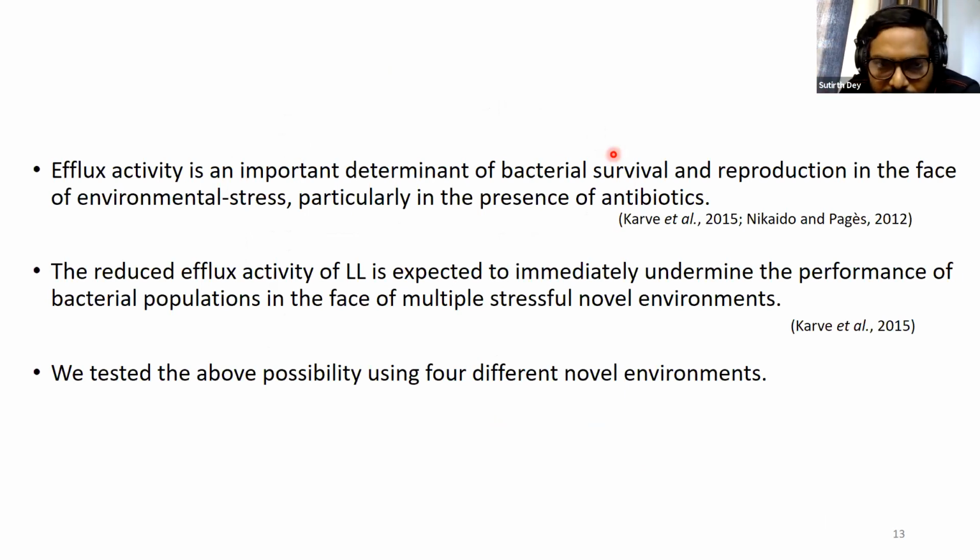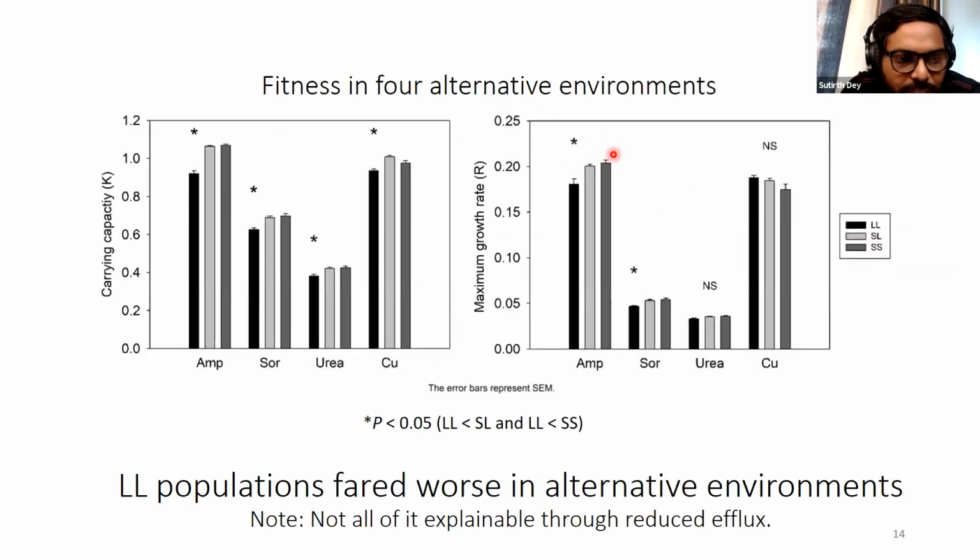So then, as I said, since our own studies had shown that efflux going down affects fitness in other environments, we tested the fitness in 4 other novel environments. So we chose one antibiotic, ampicillin, which acts in a way which is very different from the other 3 antibiotics. We chose one heavy metal, copper, and we chose 2 carbon sources, sorbitol and urea.